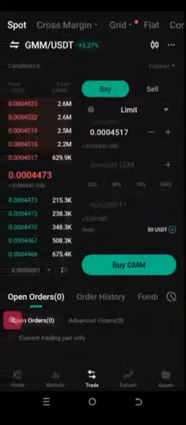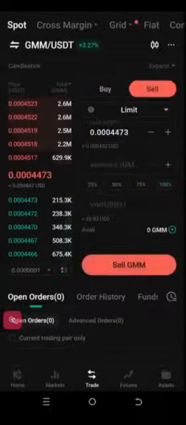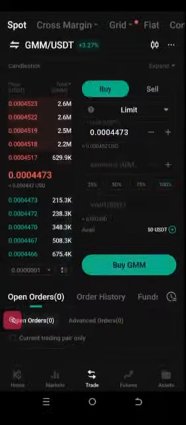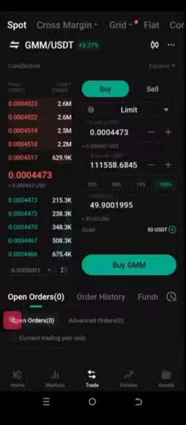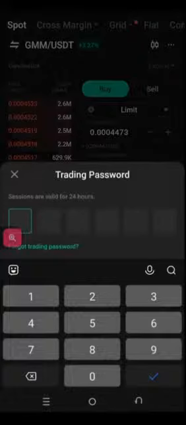So let's go ahead and purchase this. Like I said, if we go ahead with this one, let me show you. We go with the middle price and we pick that. We're going to get 111,000. But let's just click on buy. So I'm going to put in my trading password and I'll be back.